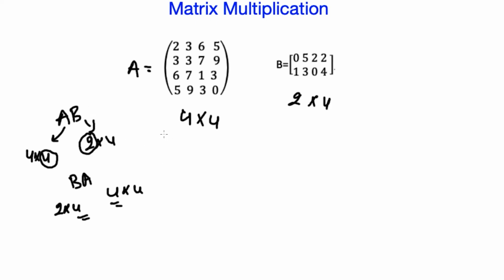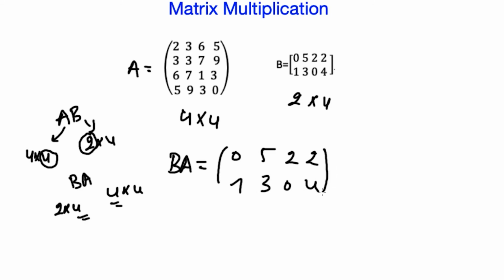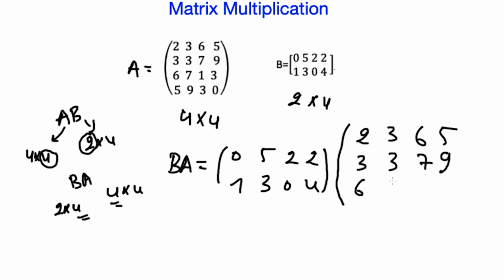We'll now compute the product BA. So BA equals the matrix B, which is 0, 5, 2, 2, 1, 3, 0, 4, and the matrix A, which is a 4 by 4 matrix, so it will be 2, 3, 6, 5, and 3, 3, 7, 9, and 6, 7, 1, 3, and 5, 9, 3, 0.